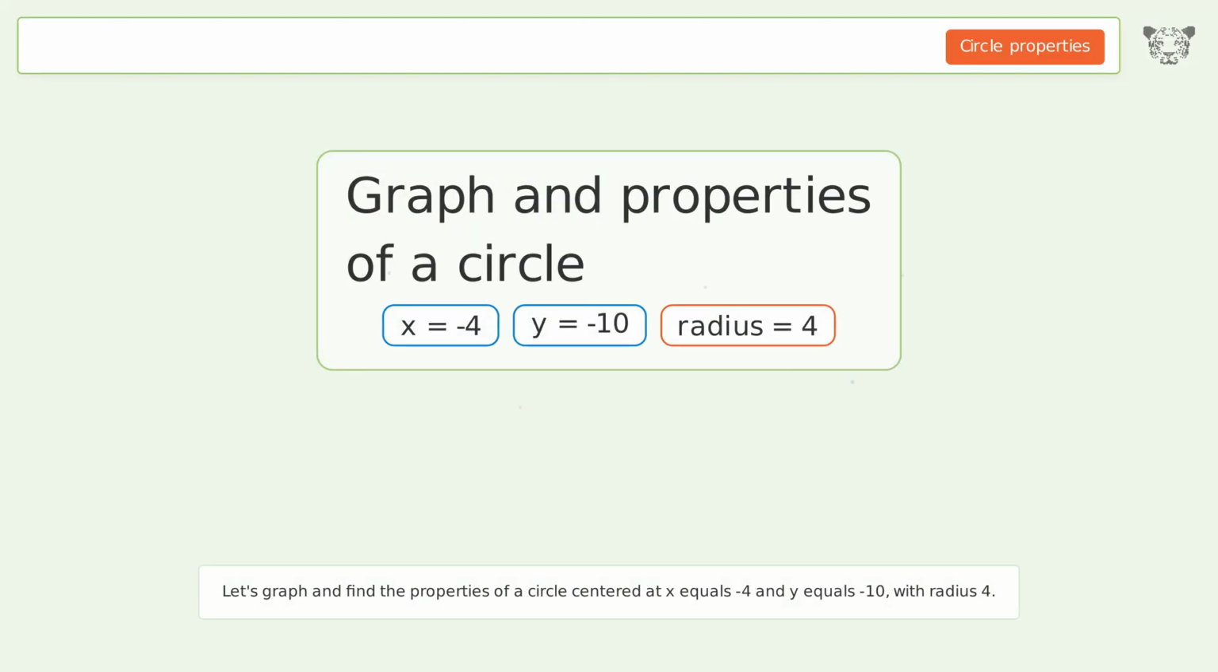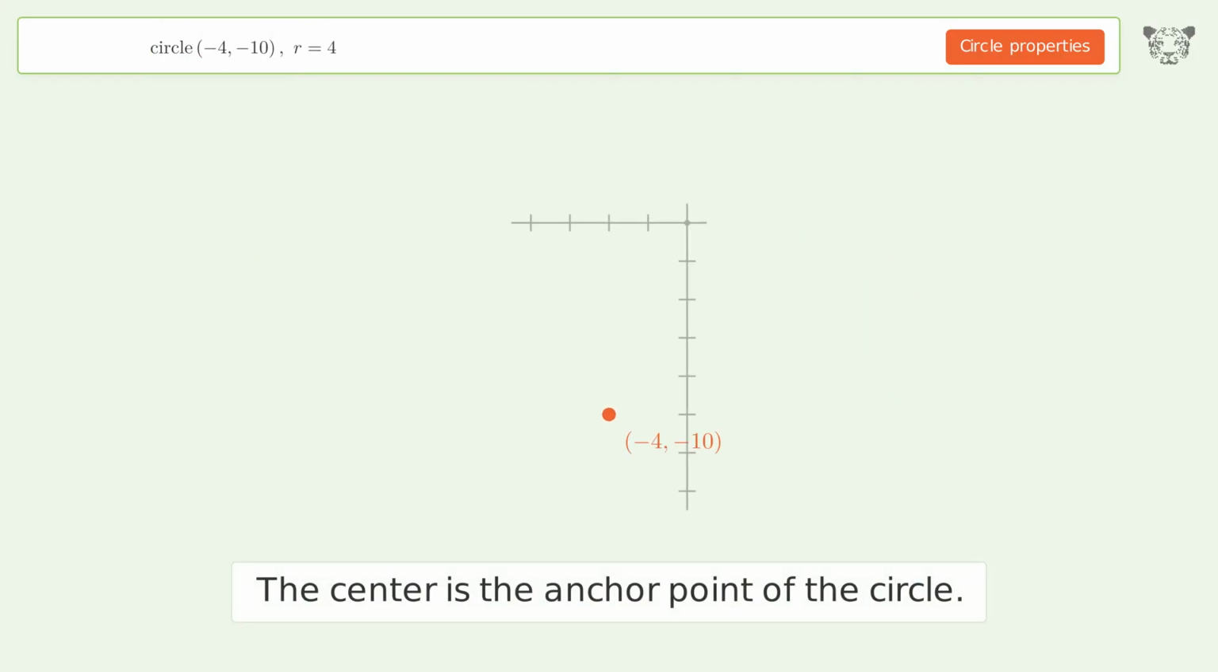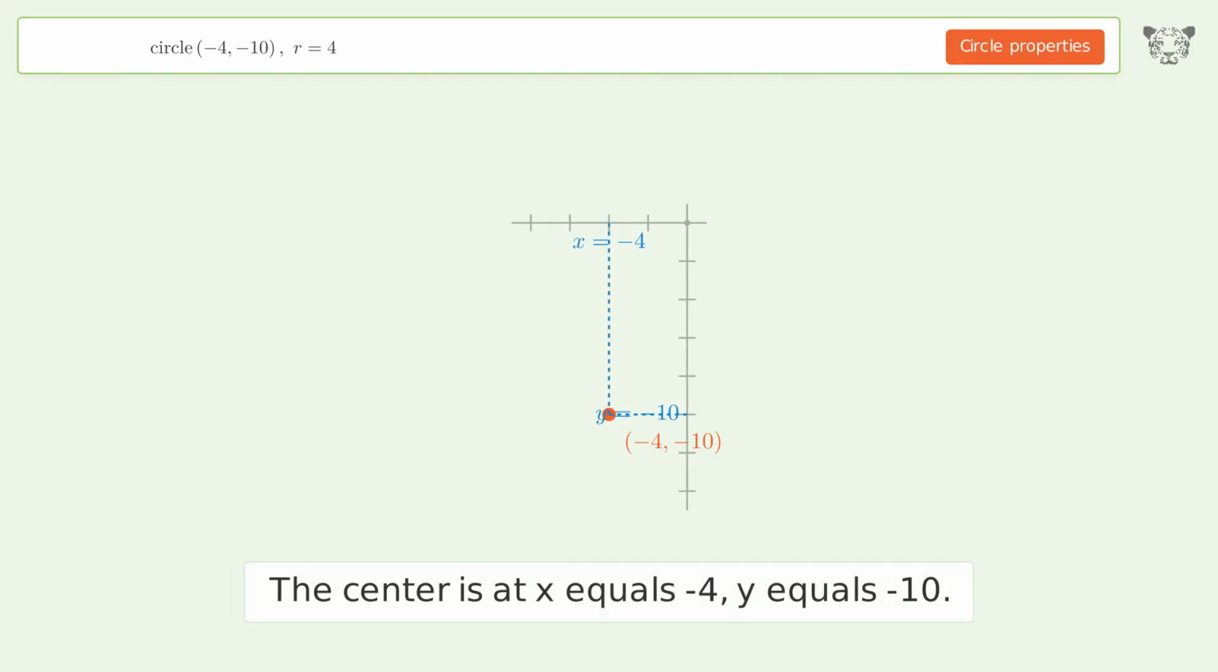Let's graph and find the properties of a circle centered at x equals -4 and y equals -10, with radius 4. The center is the anchor point of the circle. The center is at x equals -4, y equals -10.